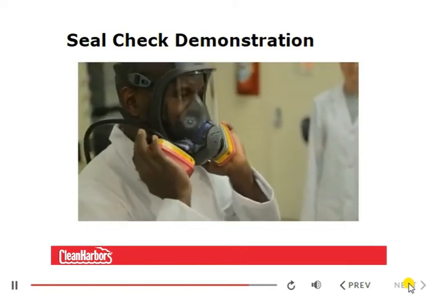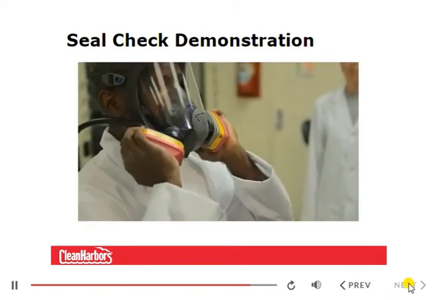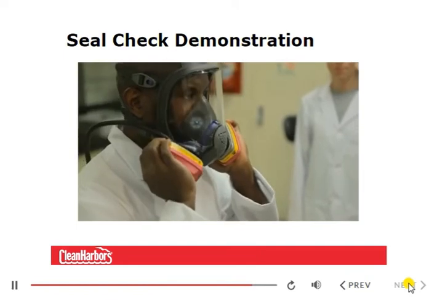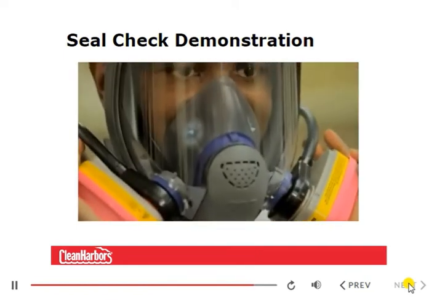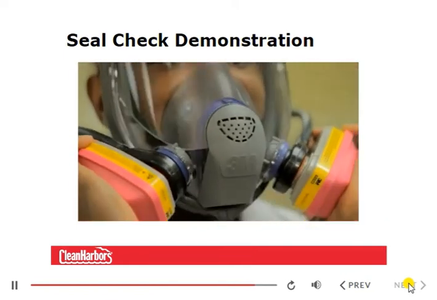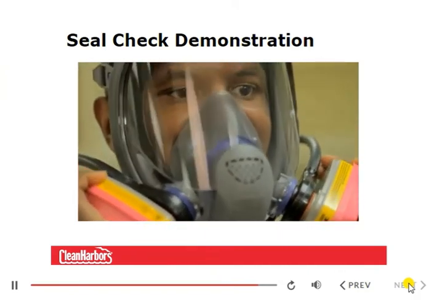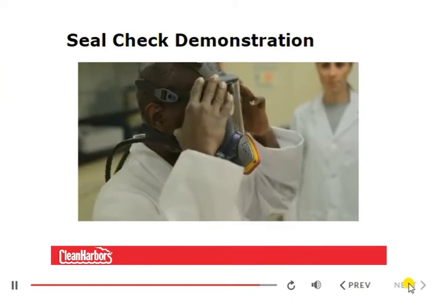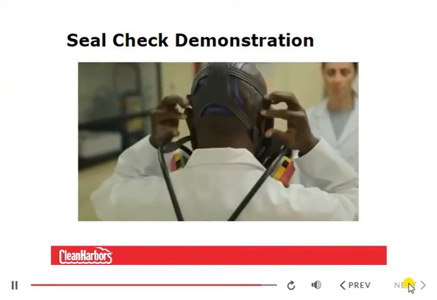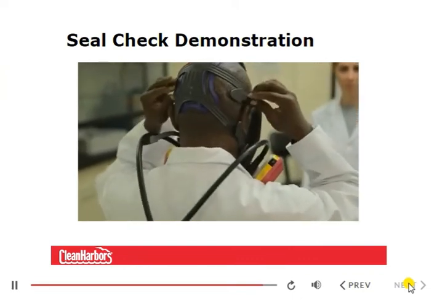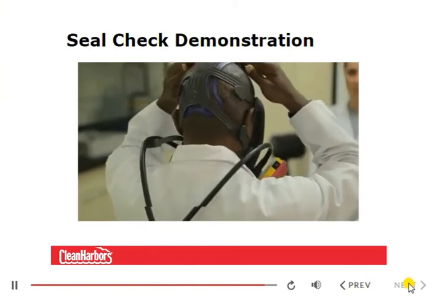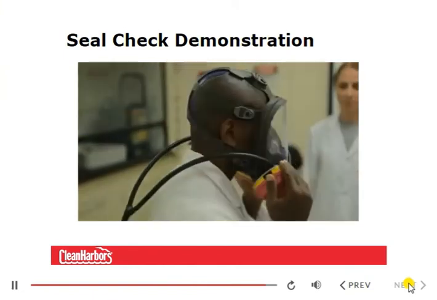For combination dual airline where the cartridges or filters are attached, perform the user seal check as described above under the appropriate cartridge or filter that's being used. Again, if face seal air leakage is detected, reposition the respirator on your face and or readjust the strap tension. Recheck the seal to ensure it's secure.